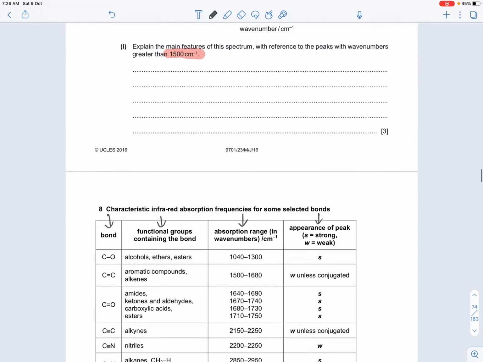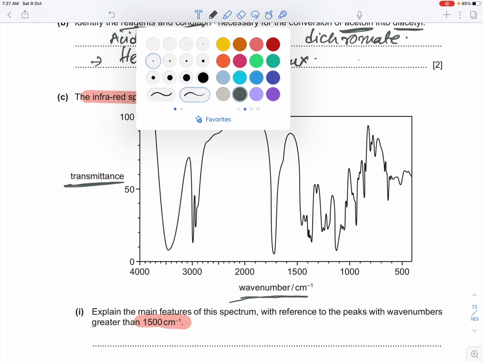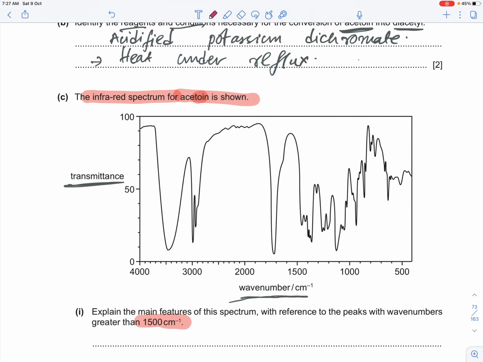Now before discussing this table, let me just explain this graph. Basically this graph has 2 axes. On y-axis we have transmittance, and x-axis is wave numbers, which is measured in per centimeters. So the major purpose of IR spectrum is to identify the functional groups present in an organic compound. Alright, why are we doing IR spectroscopy? To determine the functional group present.